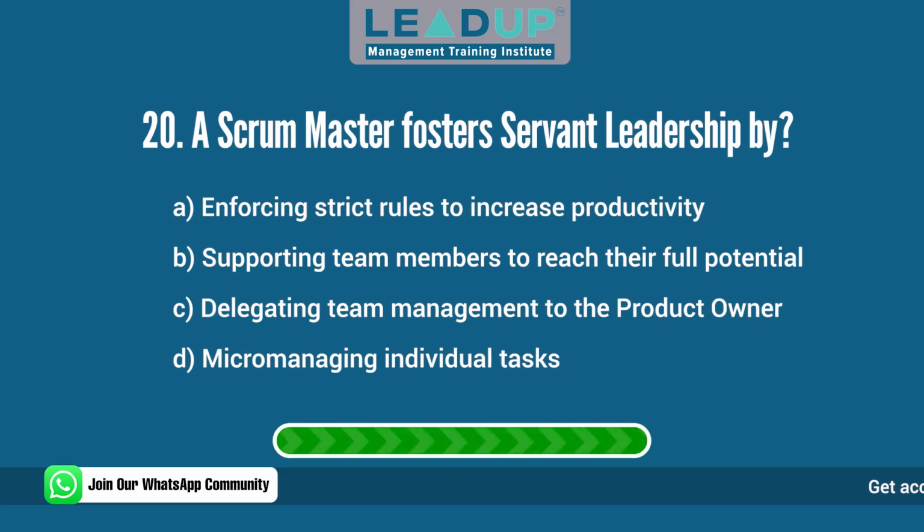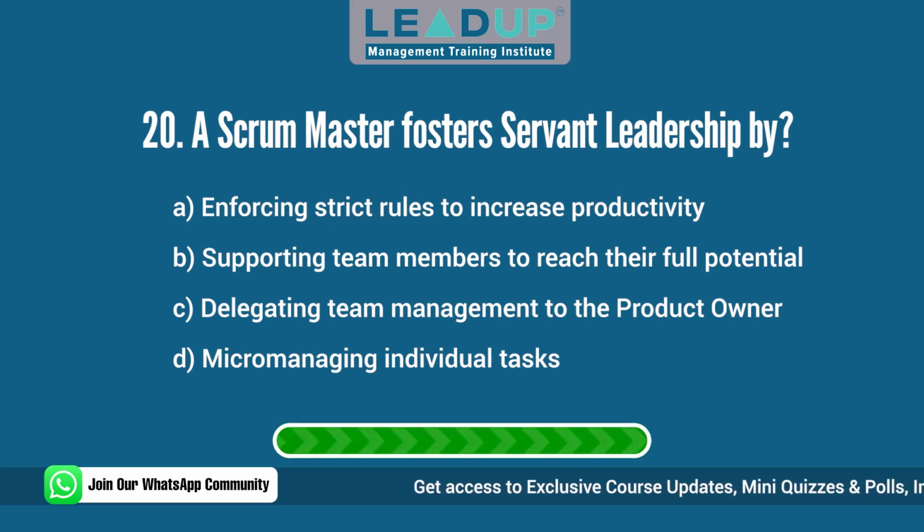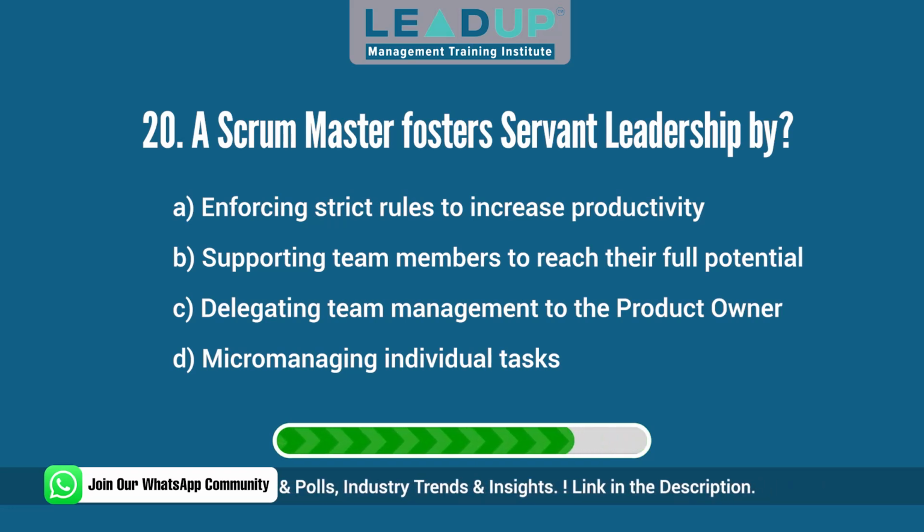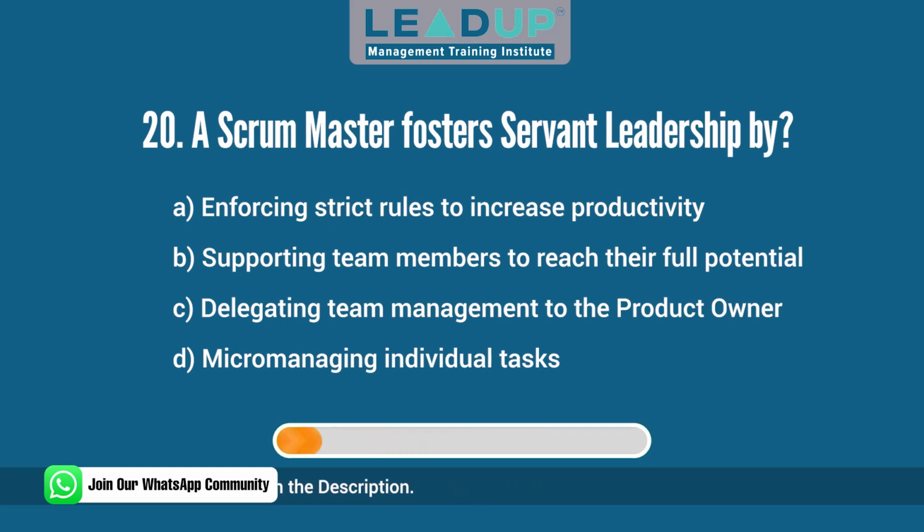Question 20. A Scrum Master fosters servant leadership by A. Enforcing strict rules to increase productivity. B. Supporting team members to reach their full potential. C. Delegating team management to the product owner. And D. Micromanaging individual tasks. Answer: supporting team members to reach their full potential.